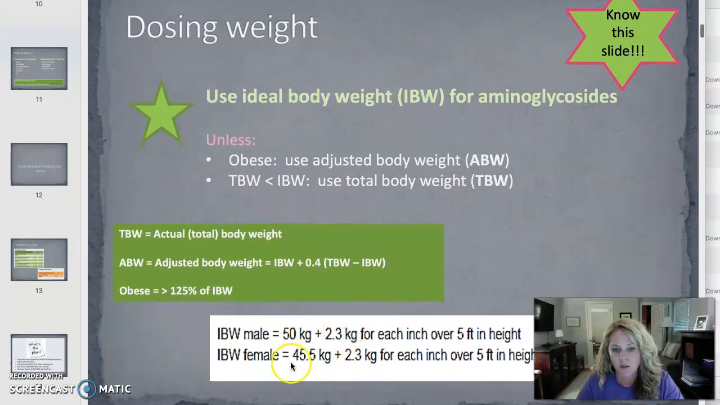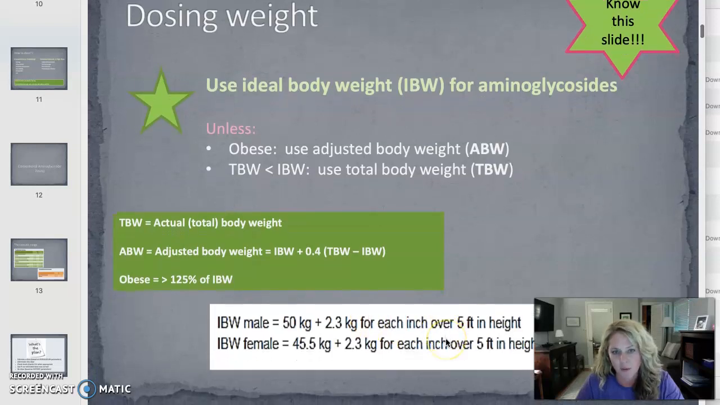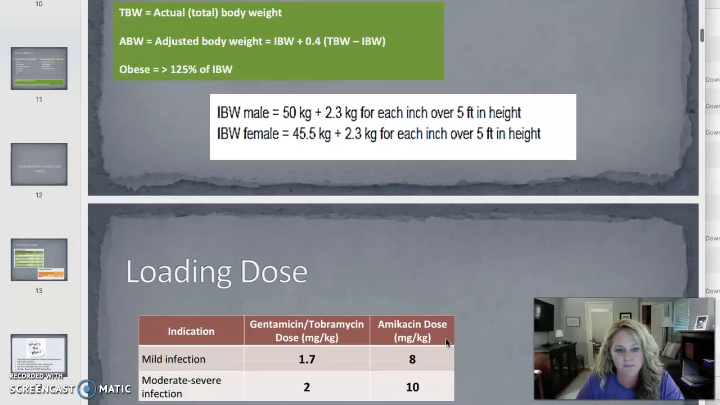And here again is your formula for ideal body weight. You have to know this formula. Okay, so make sure you understand this slide.